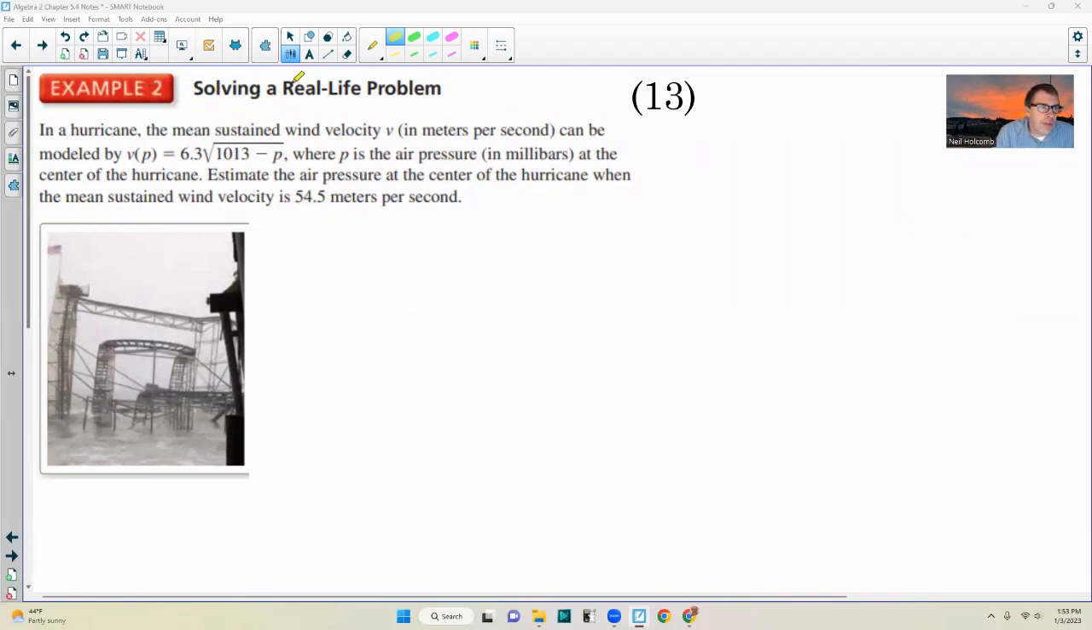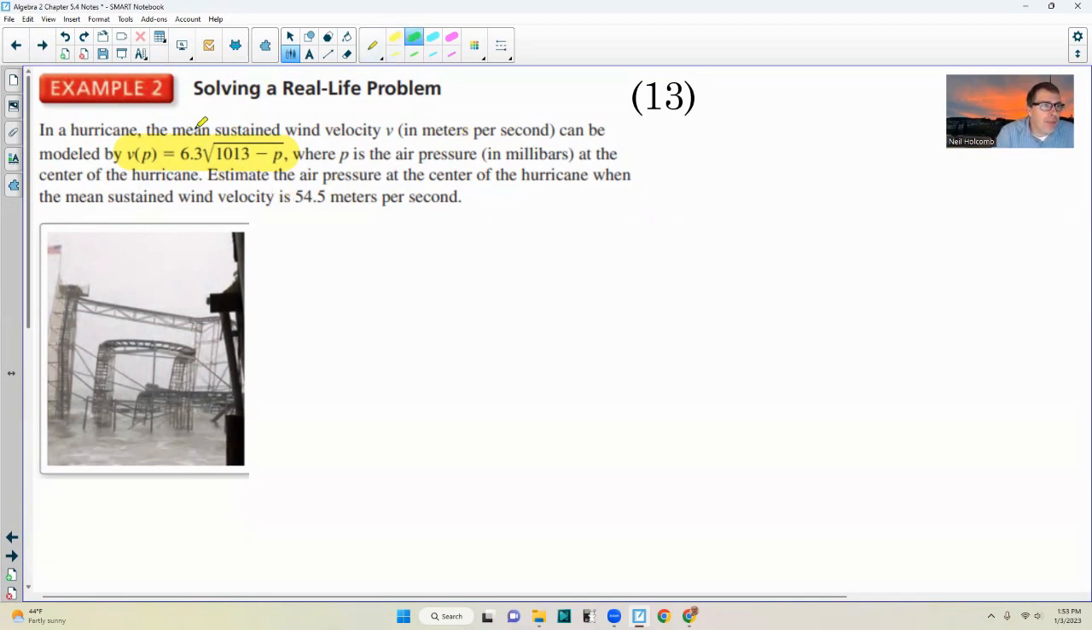Okay, example 2, solving a real-life problem. In a hurricane, the mean sustained wind velocity in meters per second can be modeled by V of P equals 6.3 times the square root of 1013 minus P, where P is the air pressure in millibars at the center of the hurricane. Okay, this is very physicsy. We're getting prepared for physics with this.